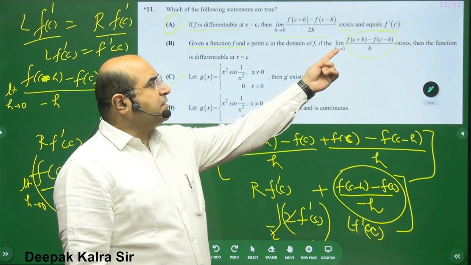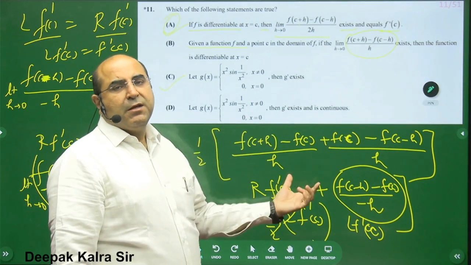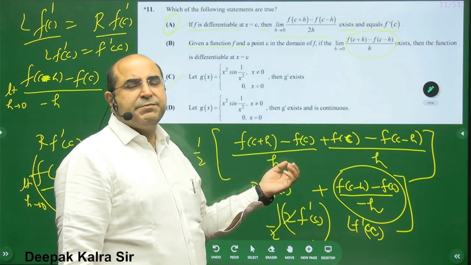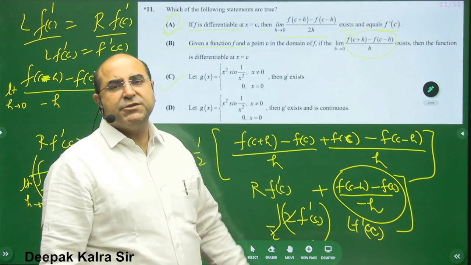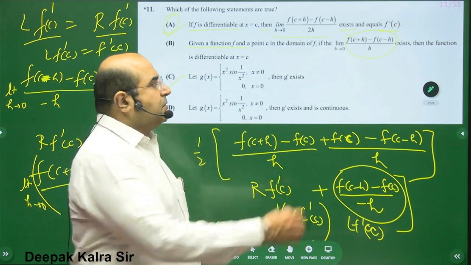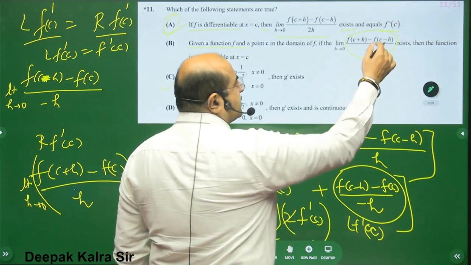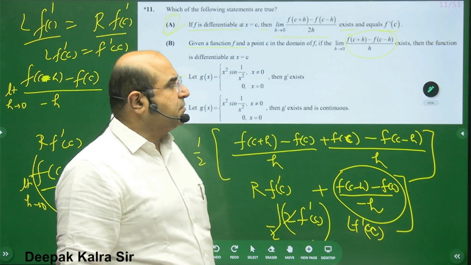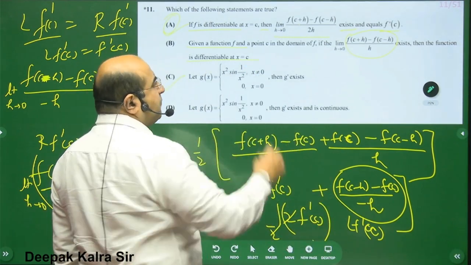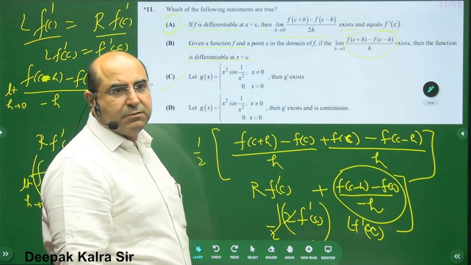You understand? Existence of limit does not make it clear that the two sides can be added to become the derivative of a function. So the limit existence is different from the derivative f dash x. That's why this answer will not be differentiable for that function.